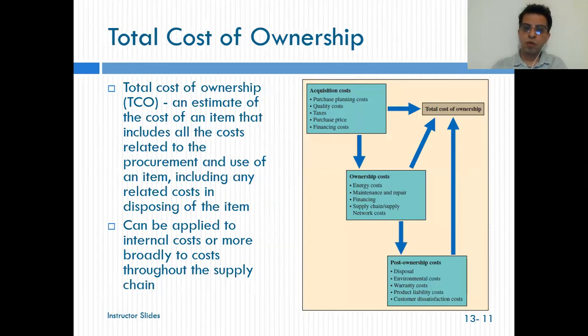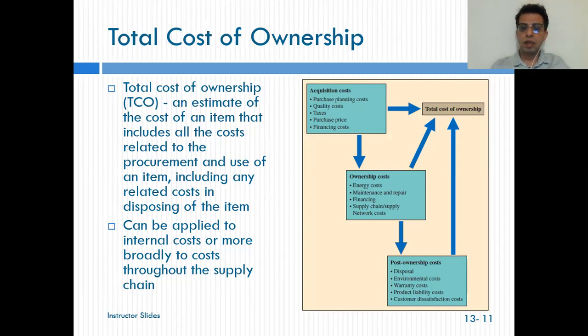Some of us have heard of total cost of ownership, or TCO. This is one of the most practiced in IT, especially. The total cost of ownership, or TCO, is an estimate of the cost of an item that includes all costs related to the procurement and use of the item, including any related cost in disposing of the item. It can be applied to internal cost or more broadly to the cost throughout the supply chain. Let's look at this one.